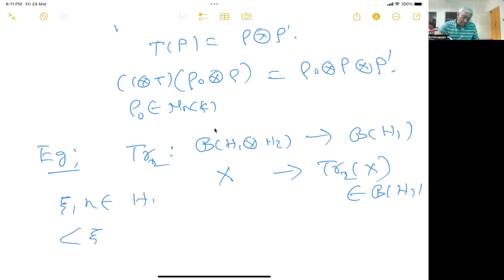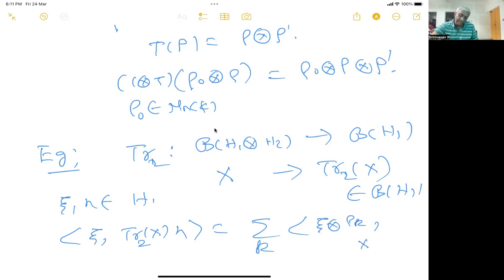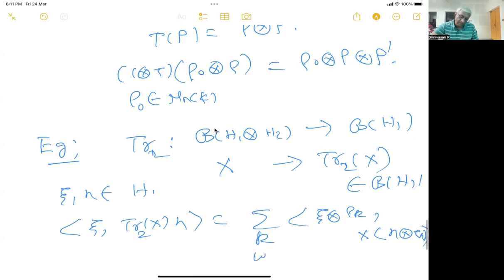xi, trace 2 of x eta, will tell you what the operator is. That's going to be the summation over k of xi tensor e_k, x acting on eta tensor e_k, where e_k is an orthonormal basis for H2. Okay, this is how the trace is defined.